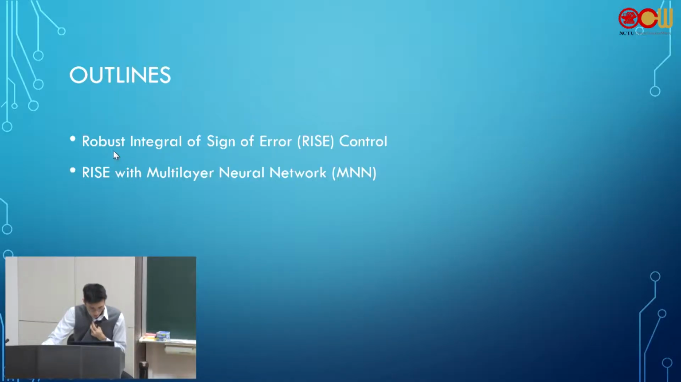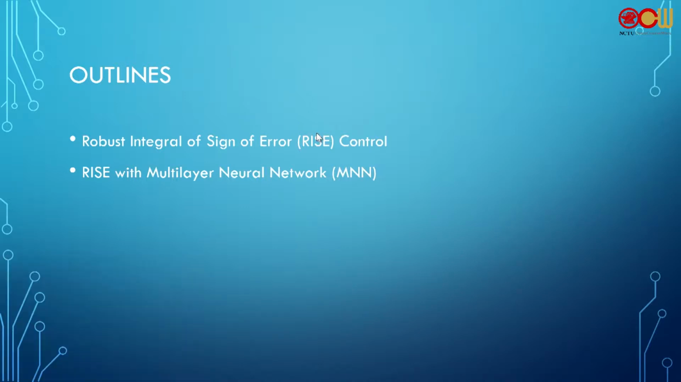Today I will introduce RISE, which is robust integral of the sign of the error control, and cooperate it with a multi-layer neural network. This is one major advantage of using RISE control, which can avoid high frequency switching that happens in sliding mode control. RISE control, in other words, is an improved version of high frequency control, which is sliding mode control.